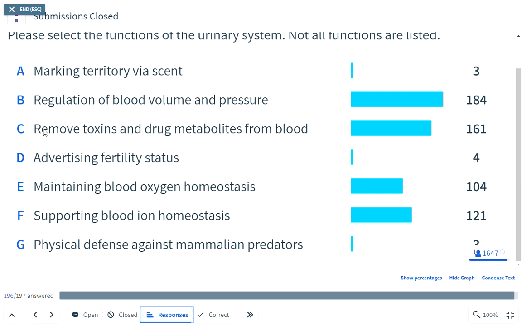We do use our urinary system to remove toxins from the blood. We don't detoxify the blood or detoxify the toxins, but we physically remove them from the blood. Our females don't advertise fertility status with our urinary system. Other large mammals do that. We do maintain blood oxygen and ion homeostasis, and no, we don't pee for physical defense.